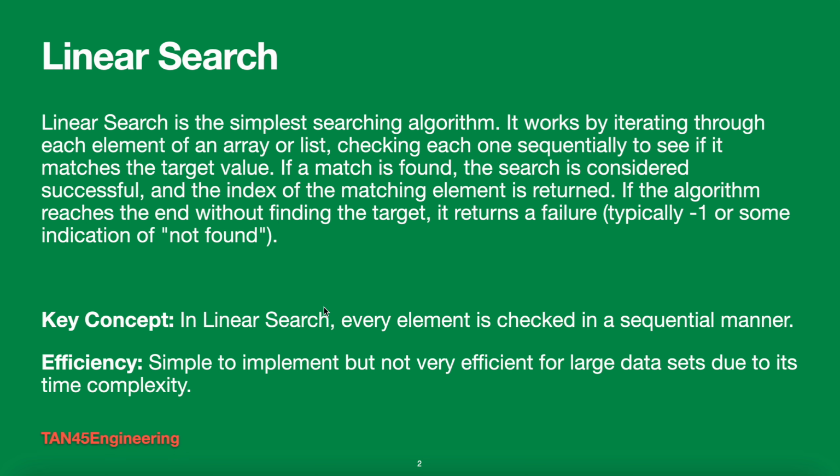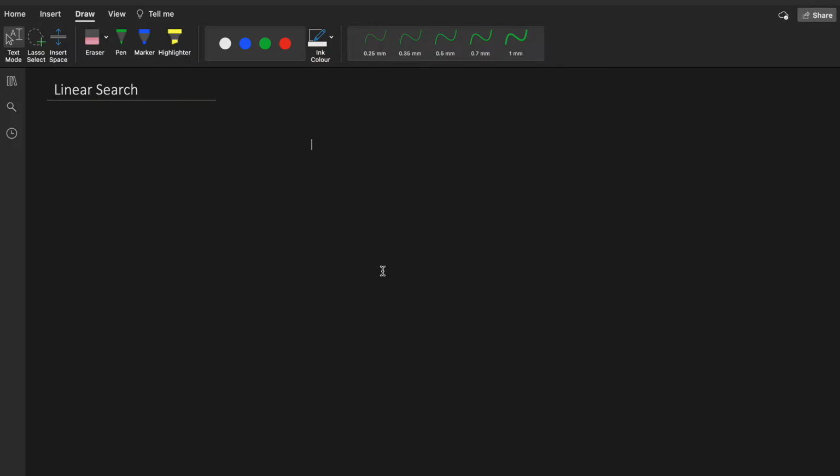Key concepts in linear search: every element is checked in a sequential manner. Efficiency: simple to implement but not very efficient for large datasets due to its time complexity. Of course, because for linear search we have to go through all the elements, the time complexity would be O of n.